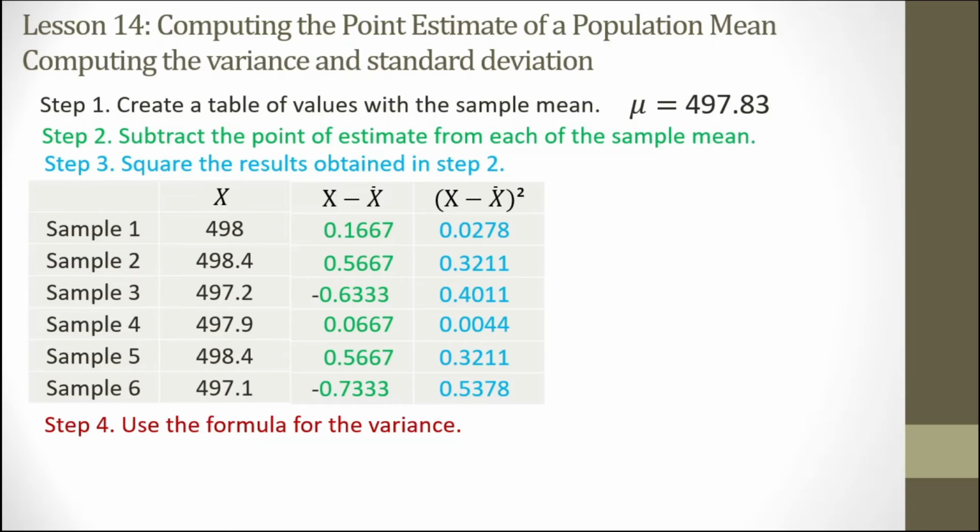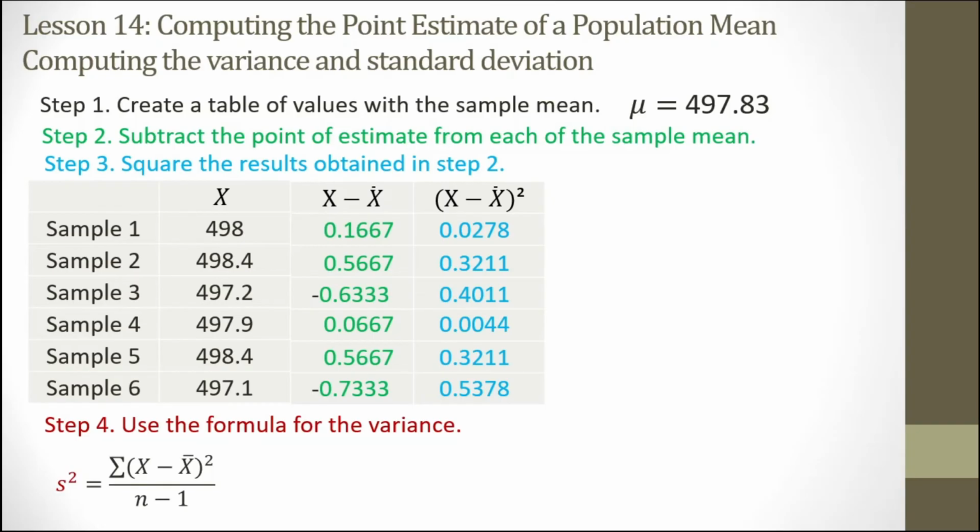Bakit? Kasi nandito na tayo sa pagkuha ng sample. Yung ginagamit natin nung lesson 1 ay yung population variance. Noong namang lesson 3, sa sampling, that is the sampling variance. Ito ay sample variance. At ang formula ng sample variance ay, ayan, S squared is equals to the summation of (x minus x bar) squared over n minus 1.